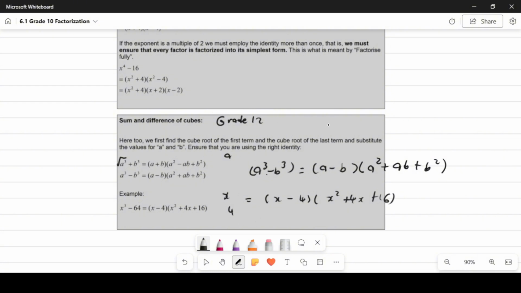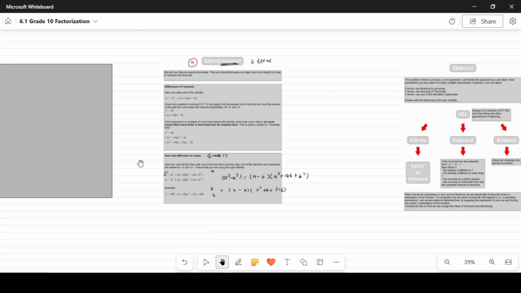Right, now we have everything that we need. If I zoom out here, we have everything that we need.